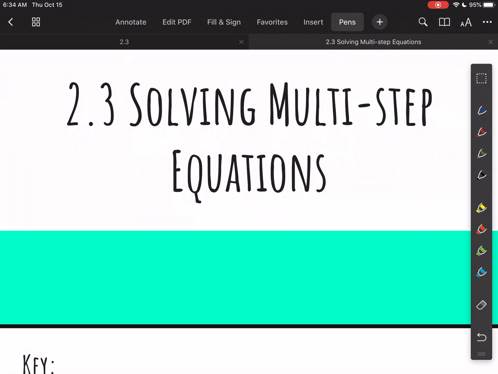Hey guys, I can't emphasize enough, this is something that you're going to use for the rest of your math life. However many years you're going to school and taking a math class, you are going to use 2.3. So please, if you are not getting something, ask for help. Make sure that you are asking questions. It's very crucial that you know how to solve a multi-step equation.